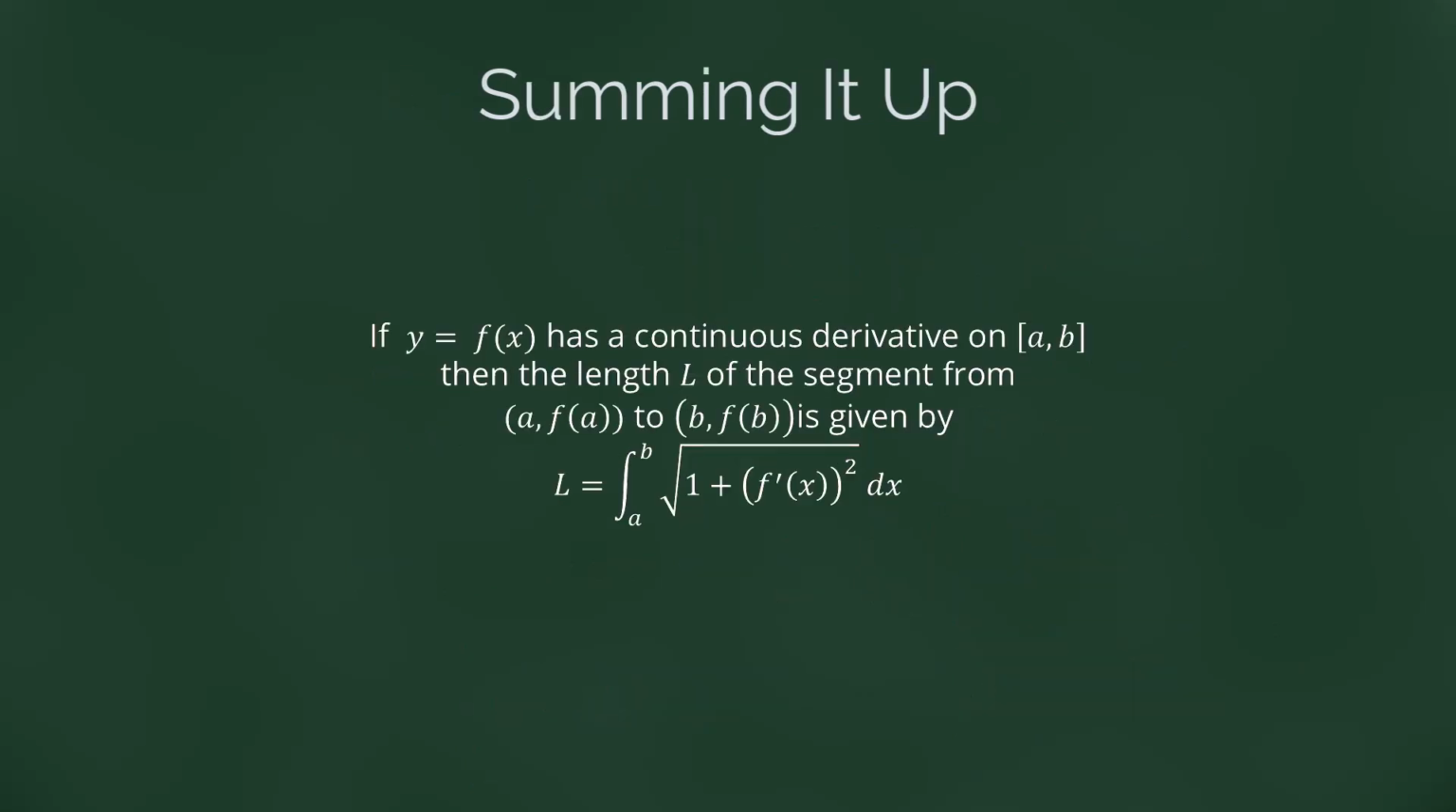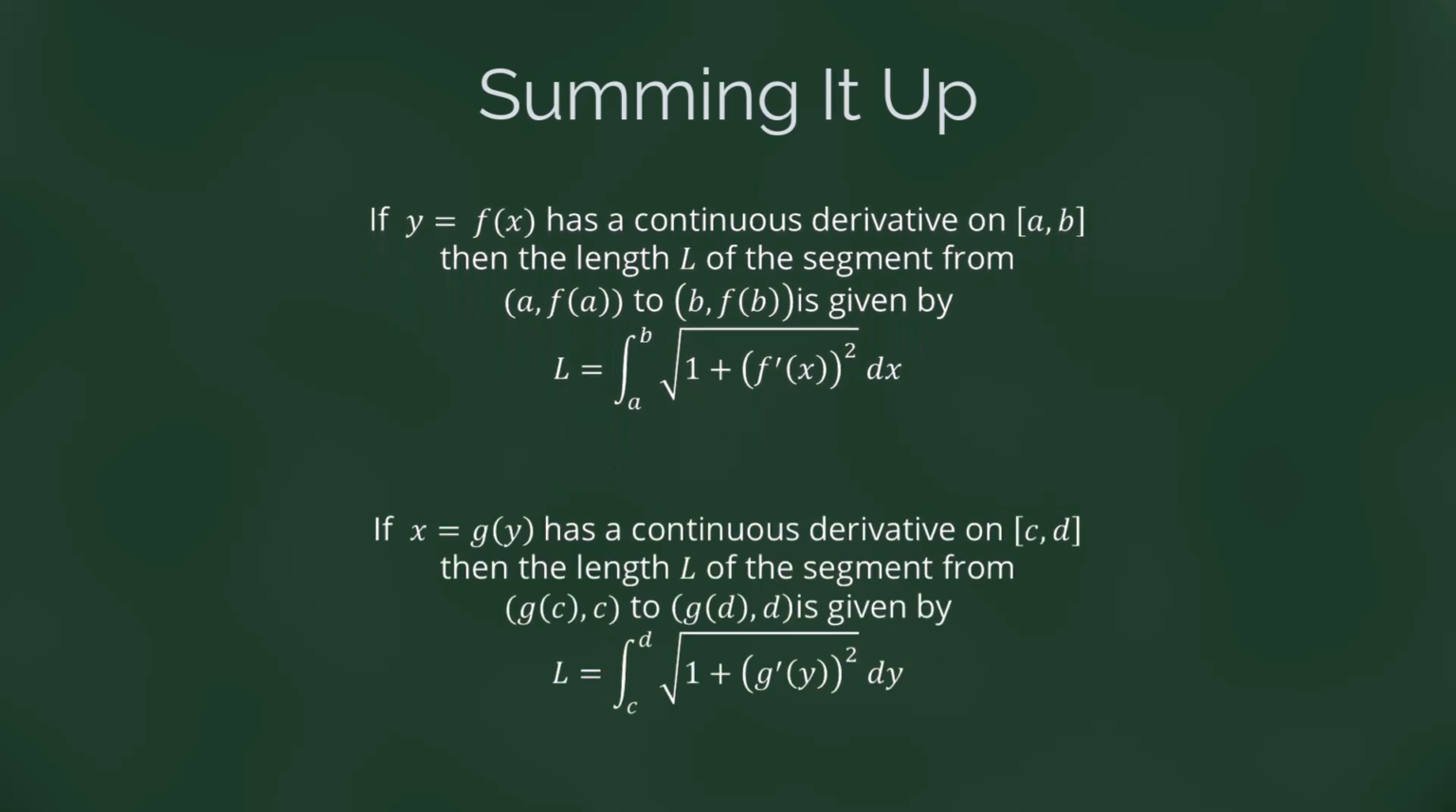So we see that if we have a continuous and differentiable function on some interval ab, and that function is of the form y equals f of x, then the length of the segment connecting (a, f of a) to (b, f of b) is going to be given by the formula L equals the integral from a to b of the square root of 1 plus f prime of x squared dx.